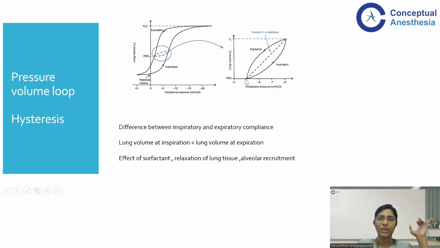The difference between the inspiratory curve and the expiratory curve is because the inspiratory compliance is different from the expiratory compliance. As you can see in this graph, say at a negative intrapleural pressure of -6 centimeters of water, see the lung volume, it is somewhere around just above FRC.